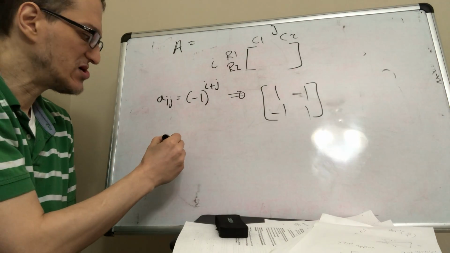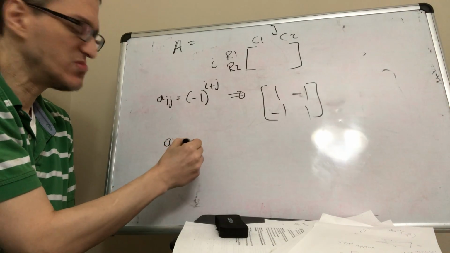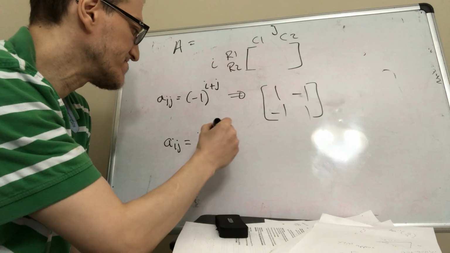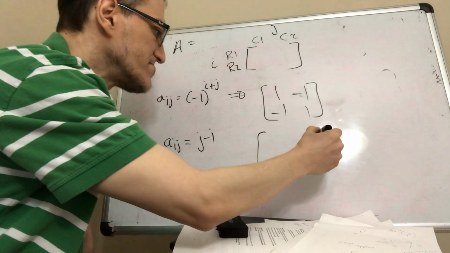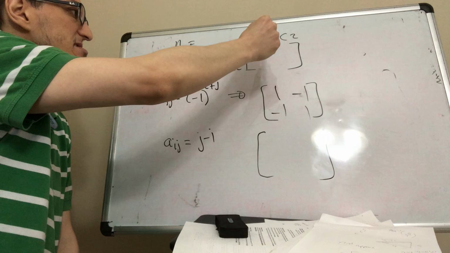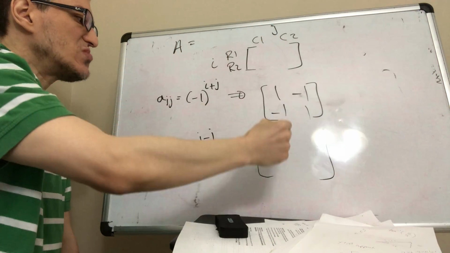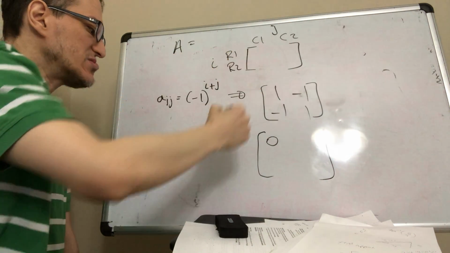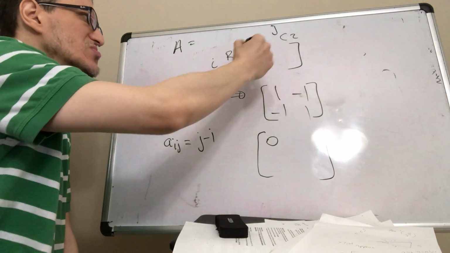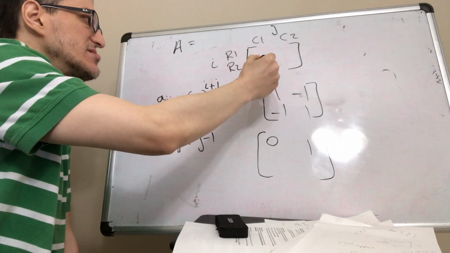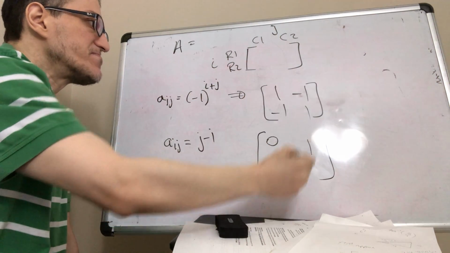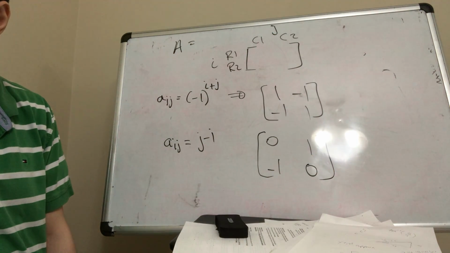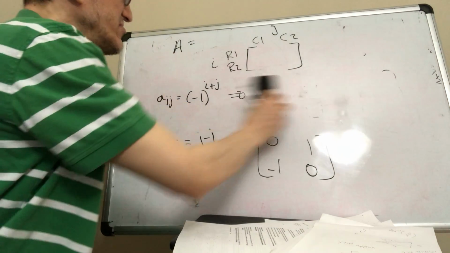Another matrix was, what if the entry was j minus I? So the first one would be 1 minus 1. For this one, it would be 2 minus 1 because it's j minus I. 2 minus 1. This one would be 1 minus 2. And this one would be 2 minus 2.